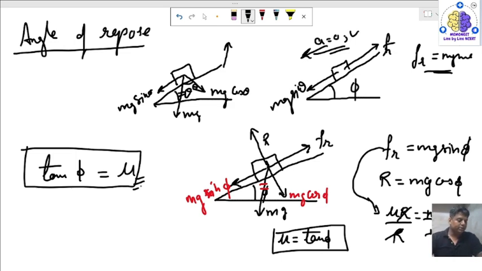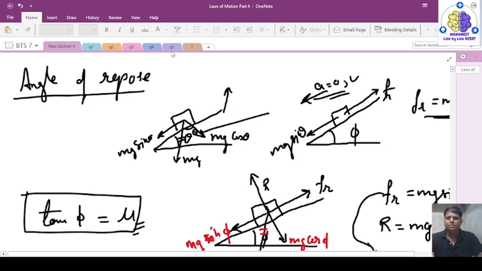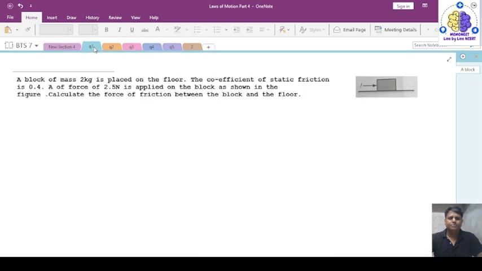Now let's see some numericals related to these concepts. Let's first see question number one. This question says that a block of mass 2 kg is placed on the floor. The coefficient of static friction is 0.4. A force of 2.5 Newton is applied on the block as shown in the figure. Calculate the force of friction between the block and the floor.